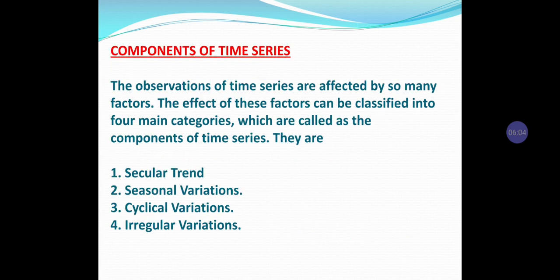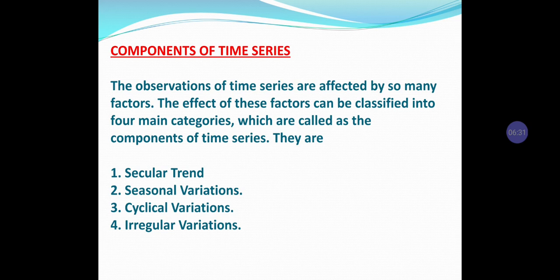Next, components of time series. Okay, what are the components of time series? The observations of a time series are affected by so many factors. The effect of these factors can be classified into four main categories, which are called the components of time series.